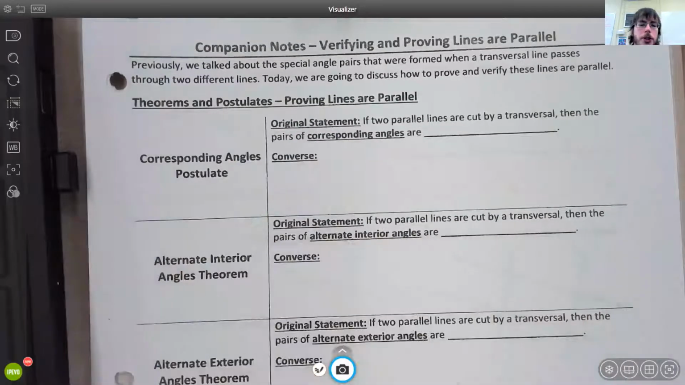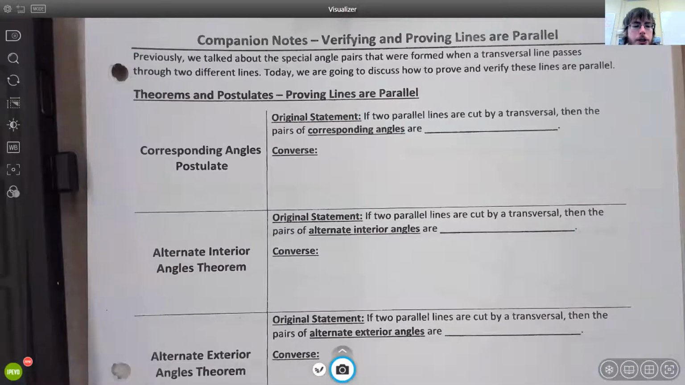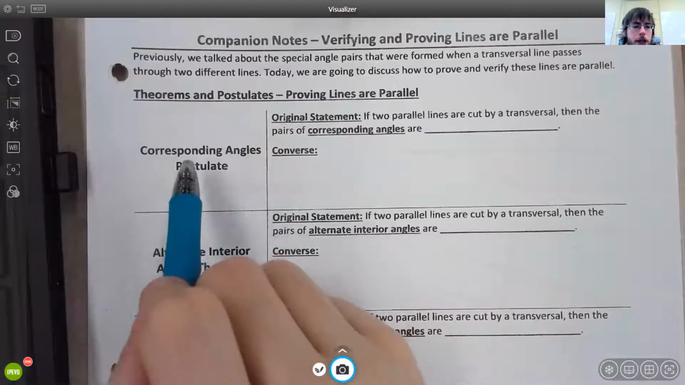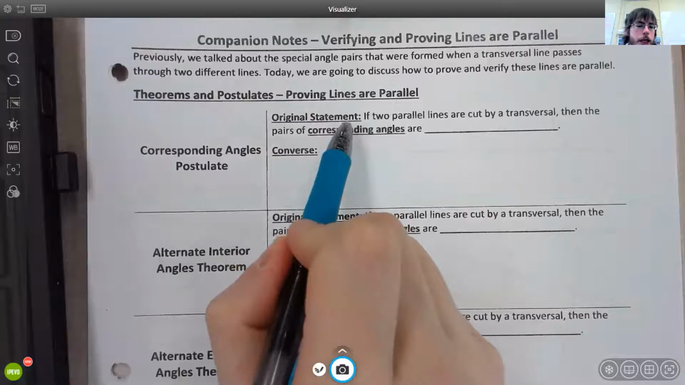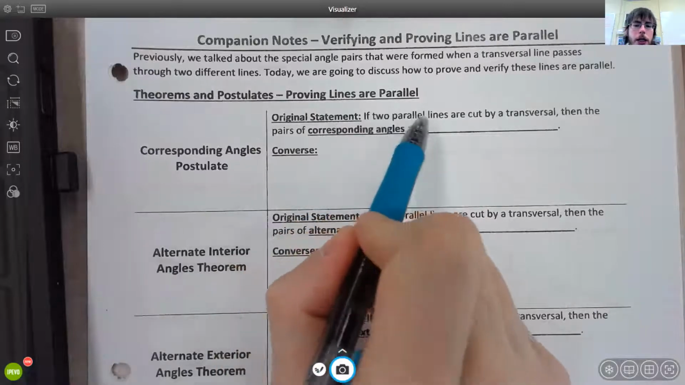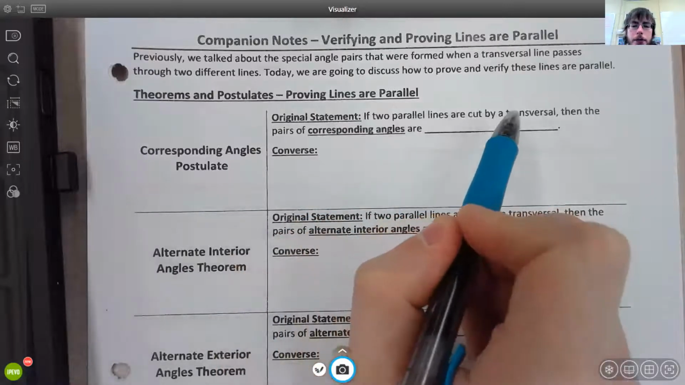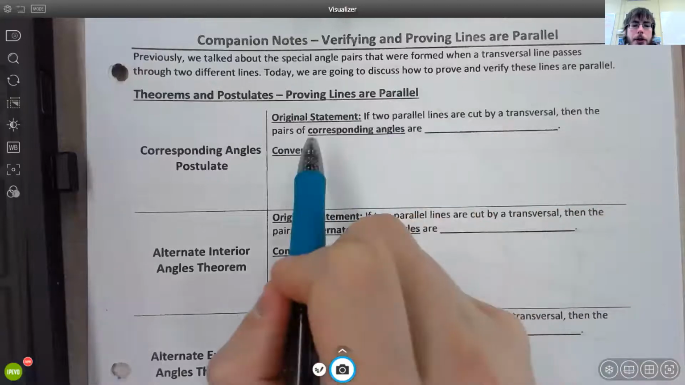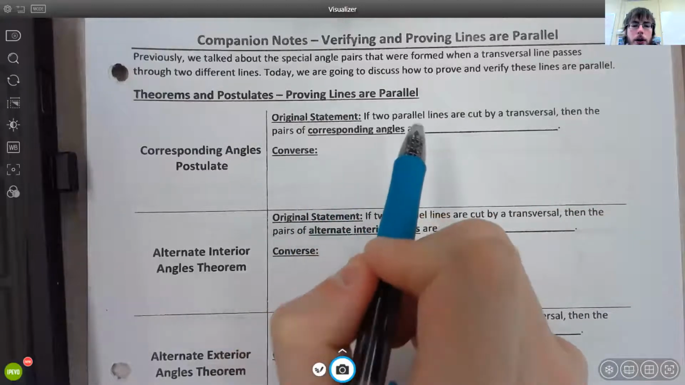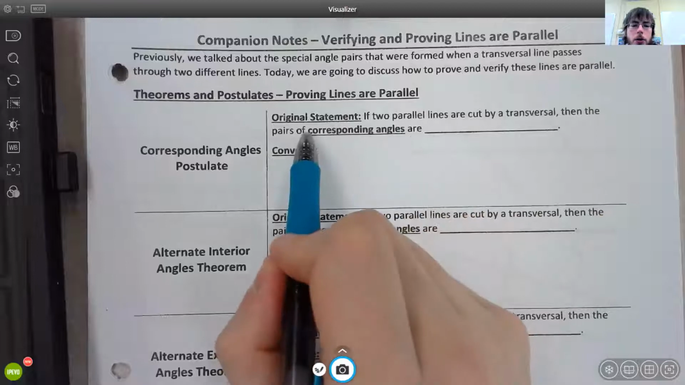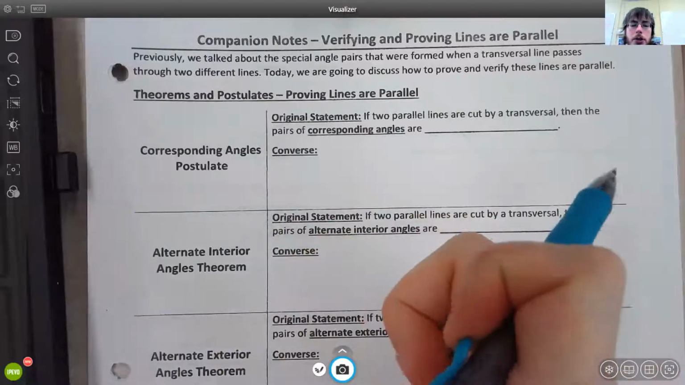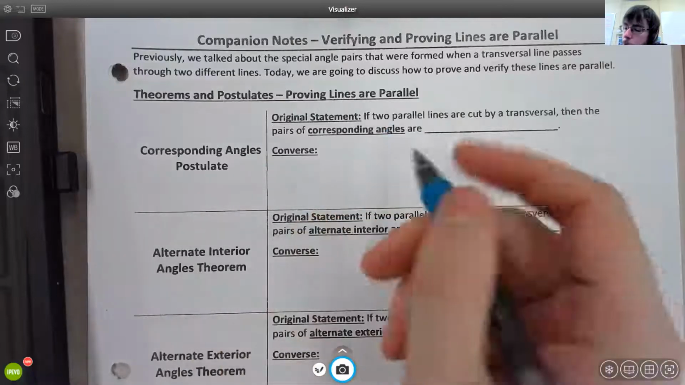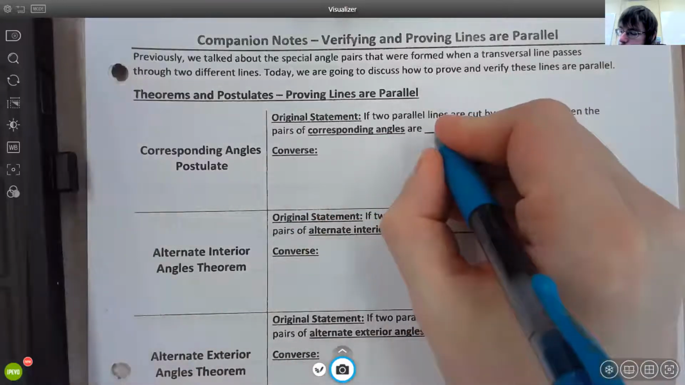So let's look at some theorems and postulates. The first theorem / postulate we're going to look at is the corresponding angles postulate. The original statement is that if two parallel lines are cut by a transversal, then the pairs of corresponding angles are, and we know that corresponding angles should be congruent if the two lines are parallel.